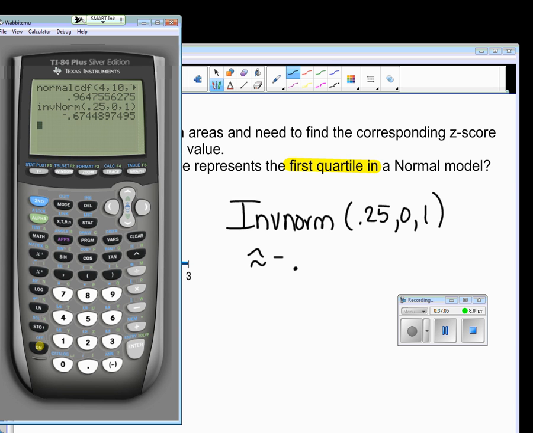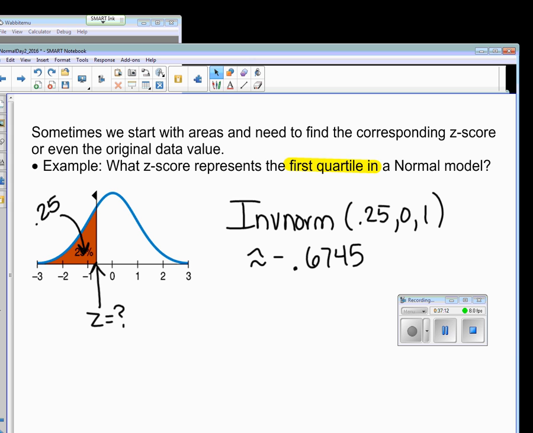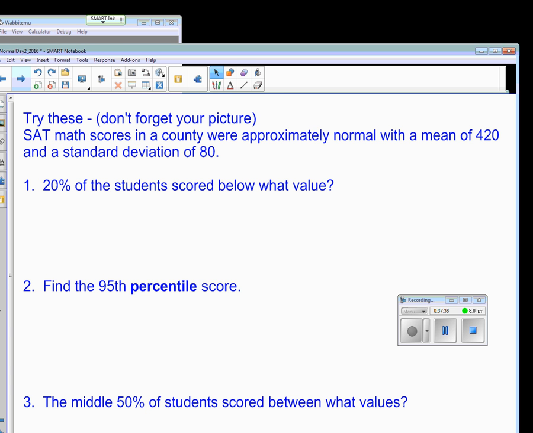Did I expect it to be a negative z-score? Why negative? Because it's below 0. Okay, so I did expect that z-score to be negative. So again, when you're finding the percent, what function do you use? Normal CDF. And when I am looking for a z-score, or if I've been given the percent, I use inverse norm. Good. So let's try these.